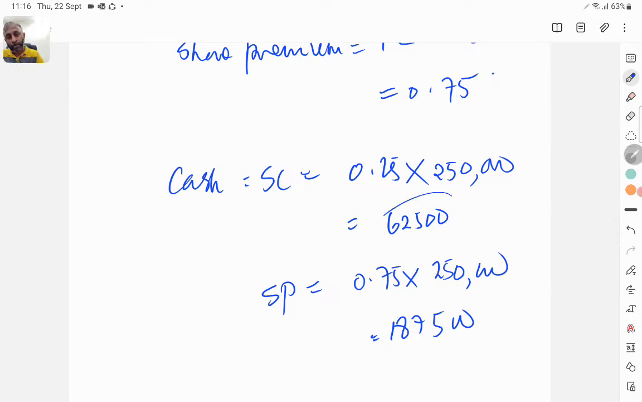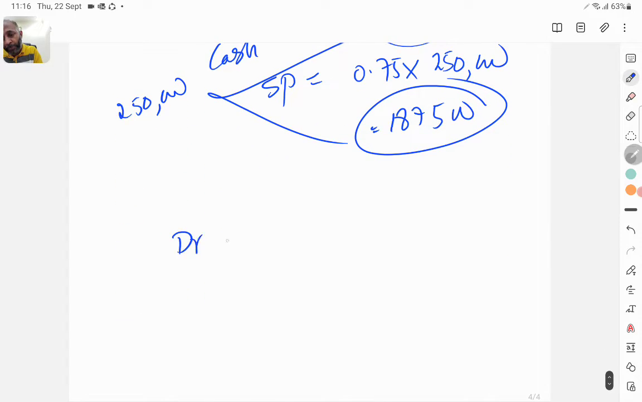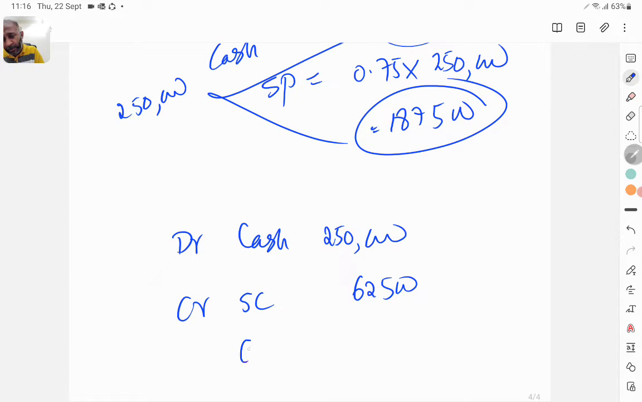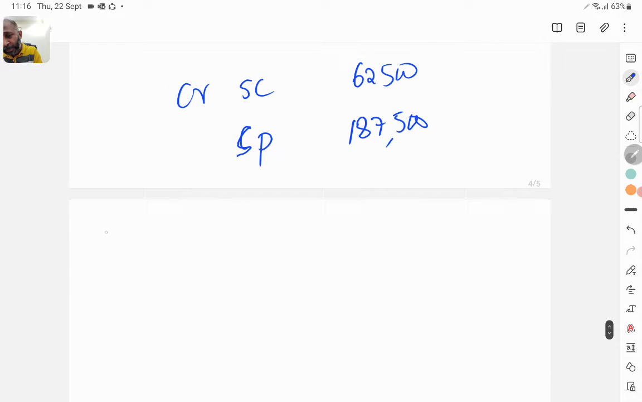If you take the total, it should be 250,000. Yes, this and this total will be 250,000, and that is the cash. So the double entry will be you debit cash 250,000 and you credit share capital 62,500, and then you credit share premium 187,500. So after the rights issue, the revised capital structure will be the share capital.